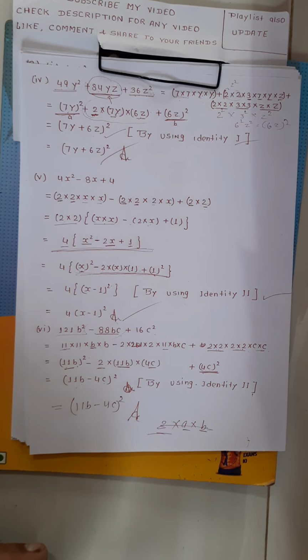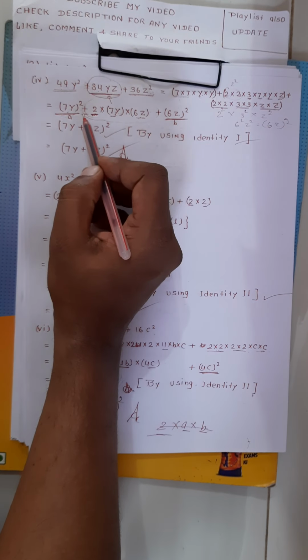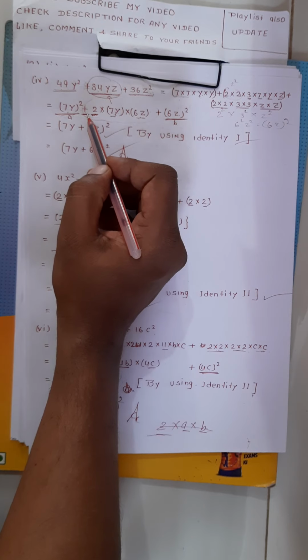Now we want to confirm whether we apply the first identity or the second. If there is a plus sign with 2ab, then we will apply identity number first, or if there is a minus sign with 2ab, then we will apply identity number second. Here there is a plus sign with 2ab, so we will apply identity number first.